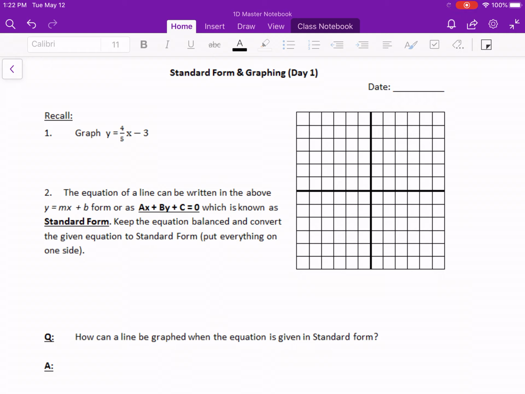So all we've done is change the form. The one that I've got in blue is in slope y-intercept form. The one that's in red is in standard form. They're the same relationship, just rearranged. And so that's what we're sort of dealing with today. Just how do we rewrite the equations from one form to another? So how can a line be graphed when it is given in standard form? I'd say the easiest way is rewrite it in slope y-intercept form.